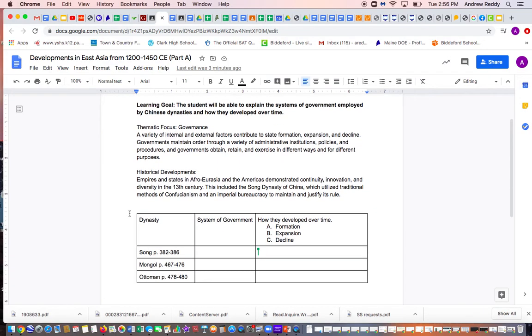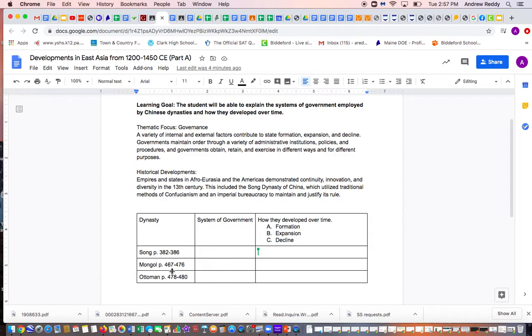Now, the historical developments that are occurring at this time. Empires and states in Afro-Eurasia and the Americas demonstrated continuity, innovation, and diversity in the 13th century. This included the Song dynasty, going back to our Chinese dynasties and learning goal. They utilized traditional methods of Confucianism and an imperial bureaucracy to maintain and justify their rule.